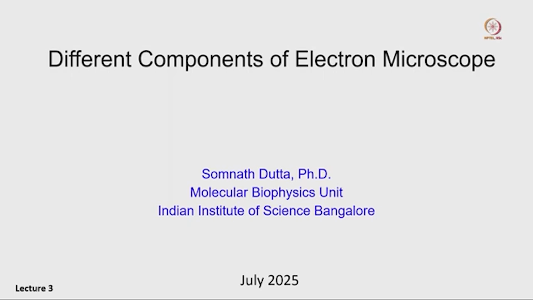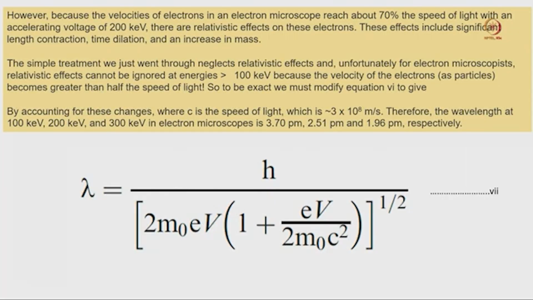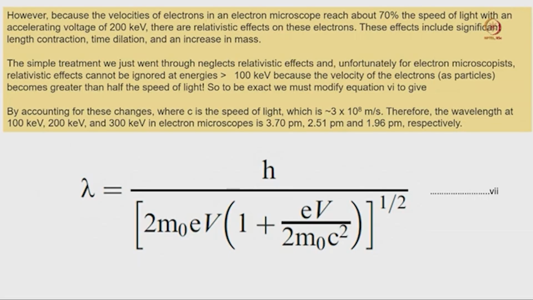So, good morning everyone. Now in the third lecture we are going to start about the different components of the electron microscope. So, before that, where we finished last class, we want to discuss a little bit and continue that discussion, because in class 1 I already discussed the resolving power of any lens or any microscope or other optical instrument. So, we should discuss the resolving power of any microscope.